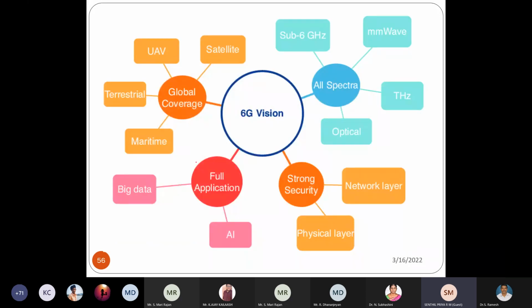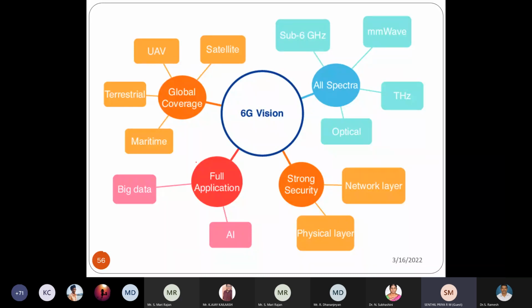And we have the spectrum, that is the bandwidth. We are going for terahertz. Up to 5G, we talked only about gigahertz frequency. In 5G also, sometimes, for a few applications, they designed terahertz too. But in 6G, we are going completely for terahertz, millimeter wave communications and optical.